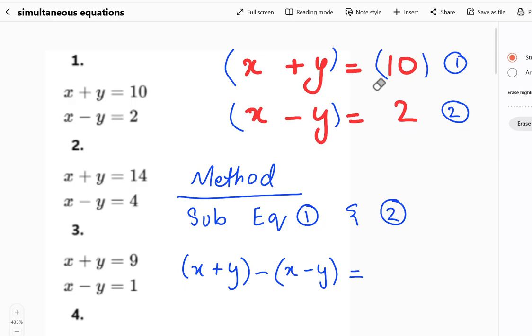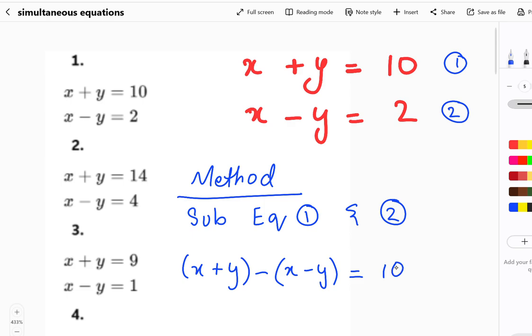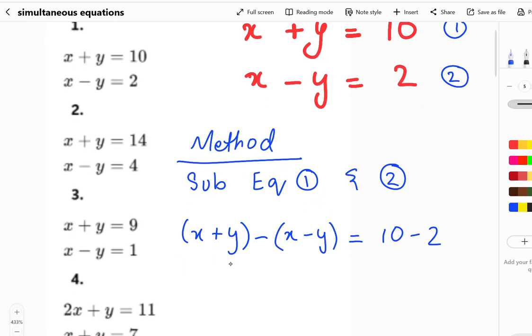So basically, we have to do 10 take away 2. So I'm going to write it here, 10 take away 2. Is that clear till now? Yes. Now, I'm going to expand the brackets. The first one is easy. There's no number multiplying with it. You can just open it.